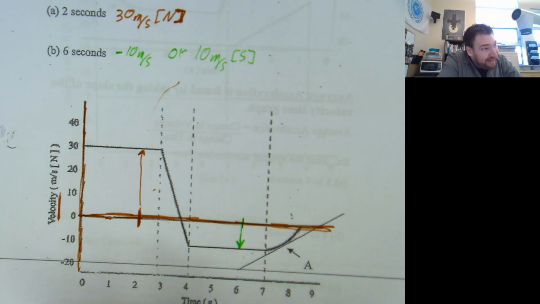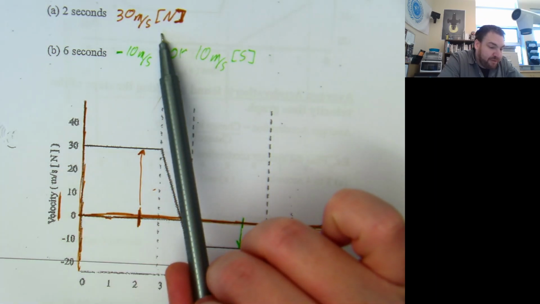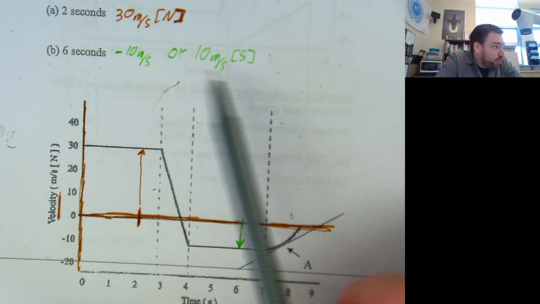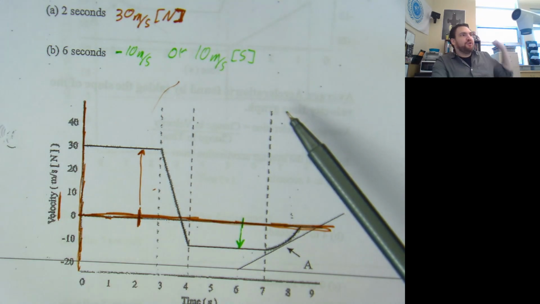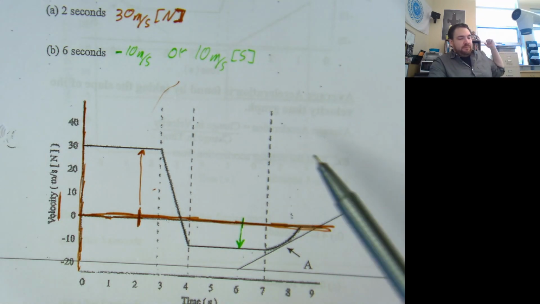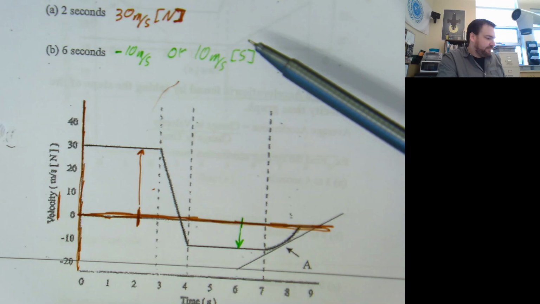Which means at some point between the 2 second mark and the 6 second mark, what had to happen? They had to slow down, stop, and turn around. Because positive means you're moving north, negative means you're moving south. If you were going north, now you're going south. At some point, not only did you slow down, you came to a full stop and turned the other way. That had to have happened here. There's no other way to do that.